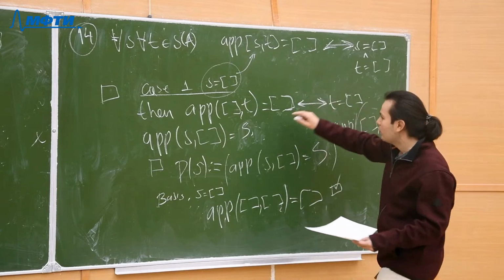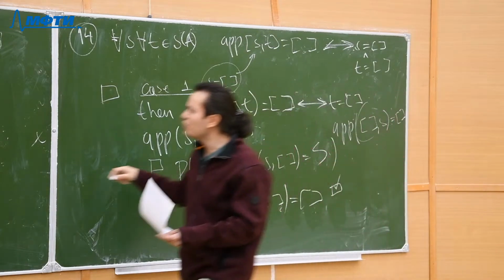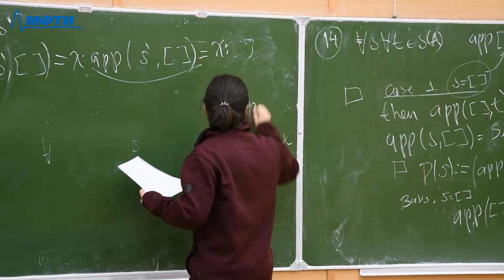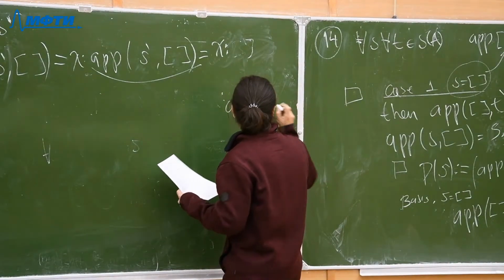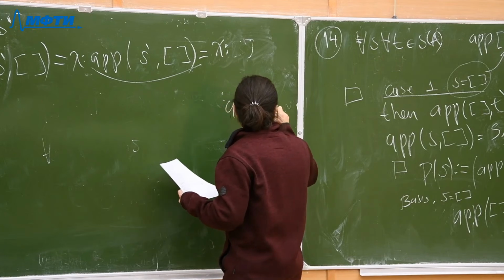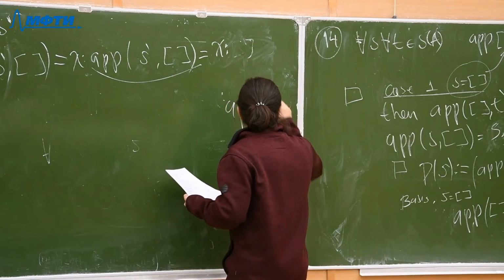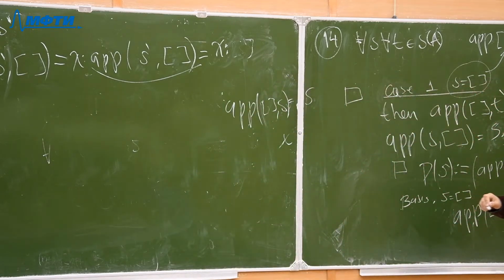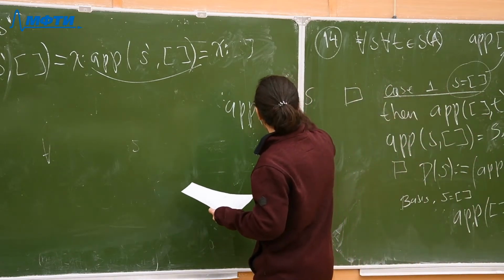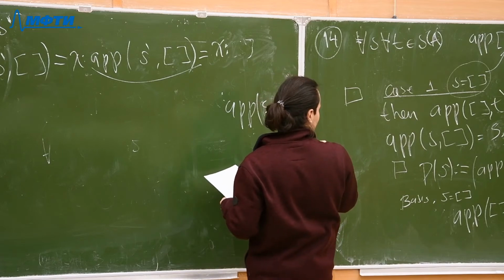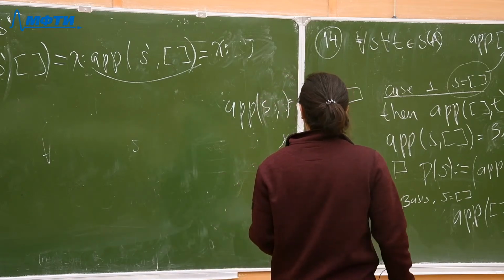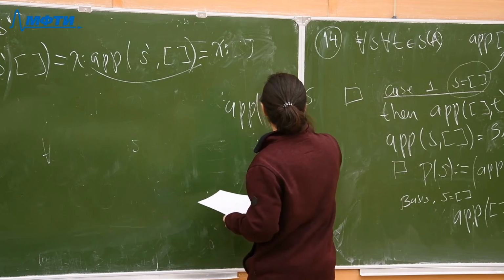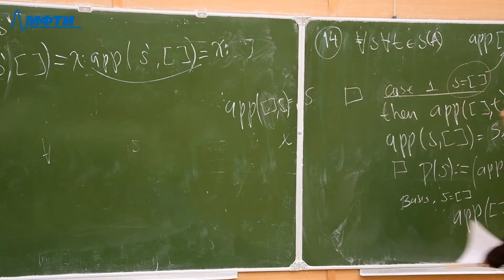Look, we have that by definition. By definition, what do we know? We know that app of empty string s is equal to s. So we don't need to prove it. We don't need to prove anything in that case. No, wait. By definition we have this s here, and yes. Okay, I'm confused. So by definition we have this.